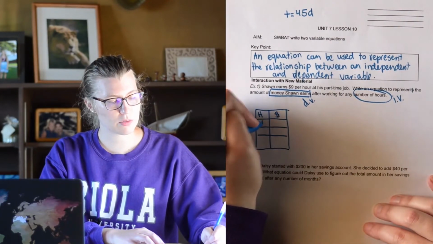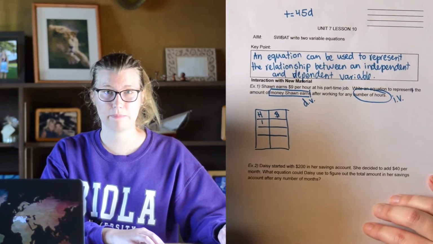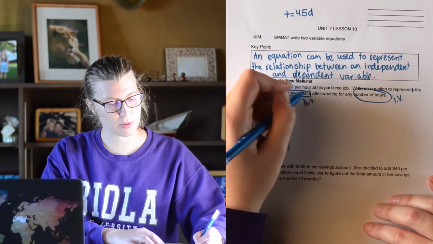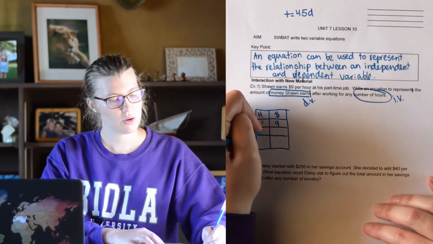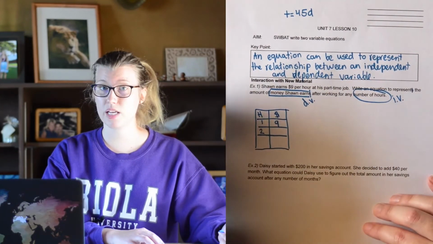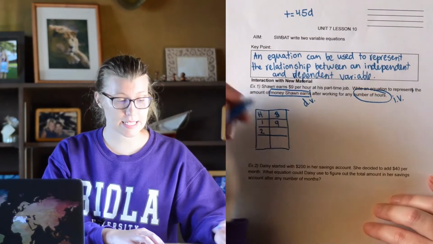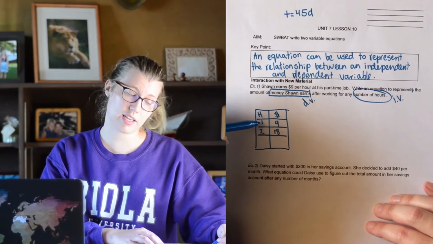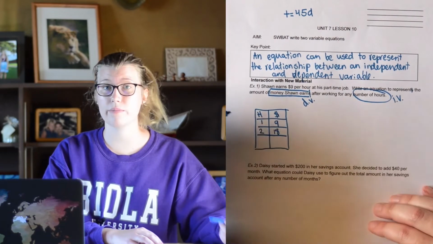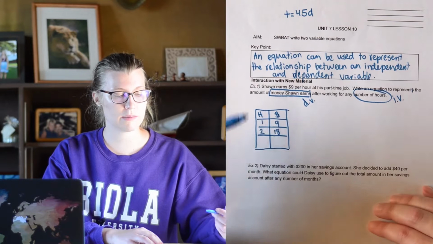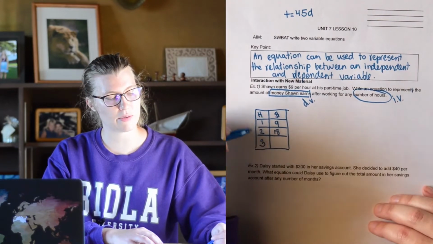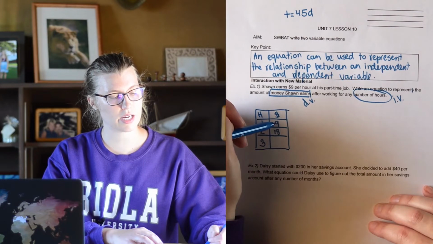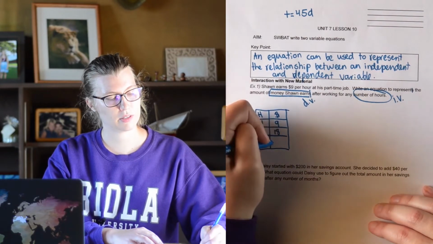If Sean works 1 hour, how much will he make? Just $9, right? Because for 1 hour, per hour, he gets $9. What if he worked for 2 hours? How much money would he get? $18. How did we figure that out? Well, if for each hour it's 9, then for 2 hours it's 2 times 9. So 2 times 9 is 18. How about if 3 hours? 3 hours, 3 times 9 would be $27.